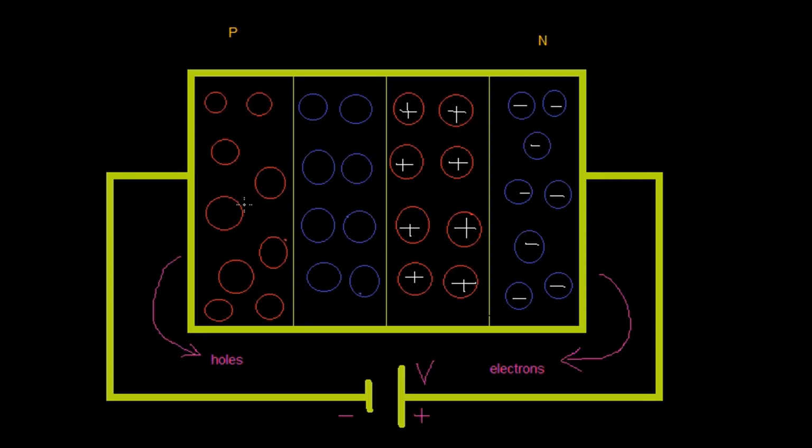So on the positive side of the diode, the holes will be attracted by the negative side of the battery, and the same with the negative side of the diode, which will be attracted by the positive terminal of the battery. So the depletion width will be increased in the reverse bias condition, and the conduction will be nearly equal to 0.